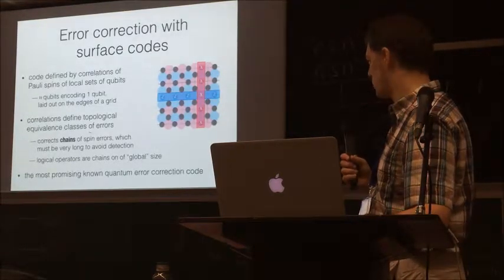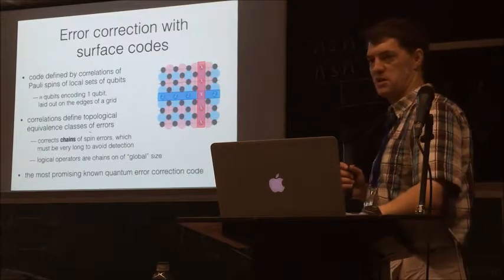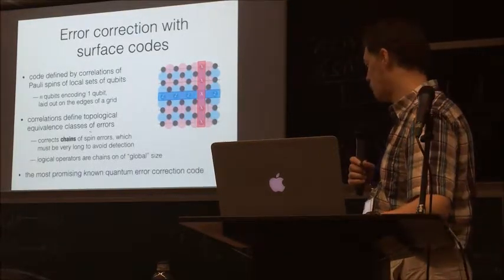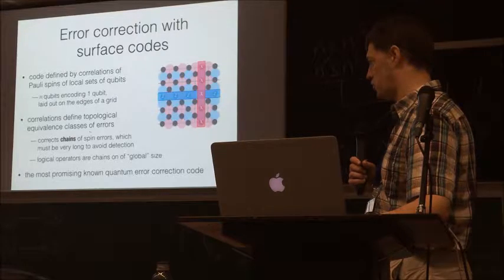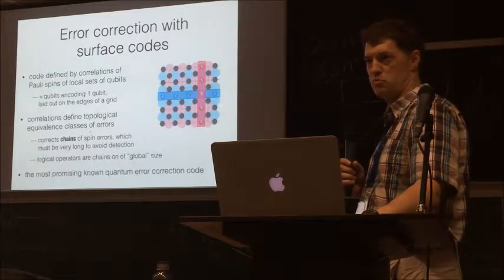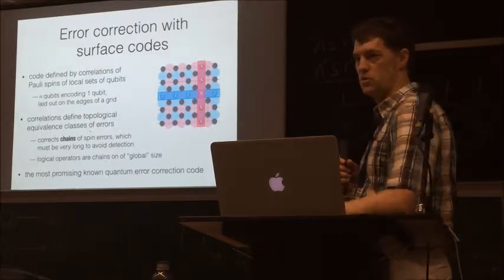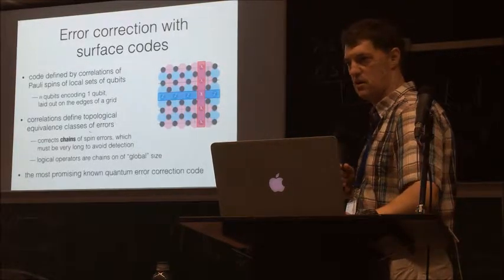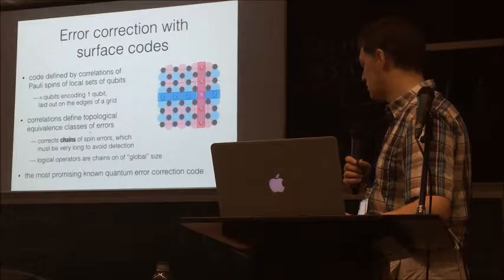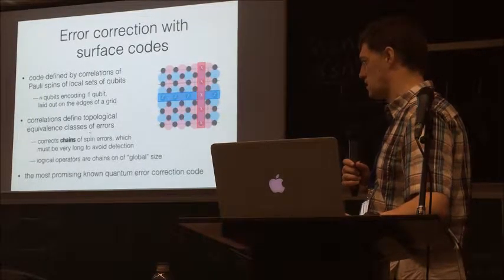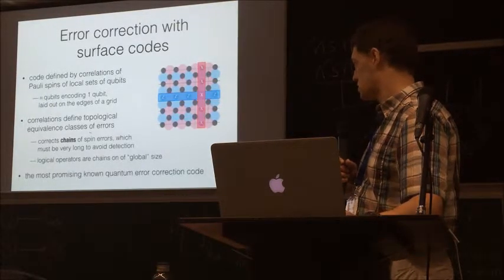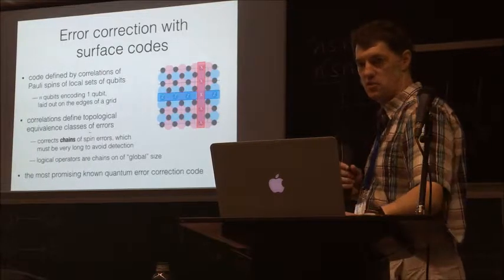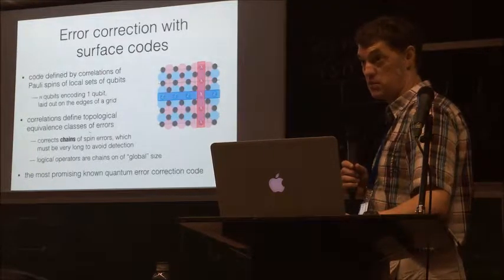It's the most promising known quantum error correction code, not just because it has nice mathematical properties. There's a question of error thresholds. What error rate can you expect to protect against? This has the highest known error threshold of something like 1%. So if your error rate is substantially less than 1%, you just use this code, and then you can essentially reduce the error rate to as low as you like.